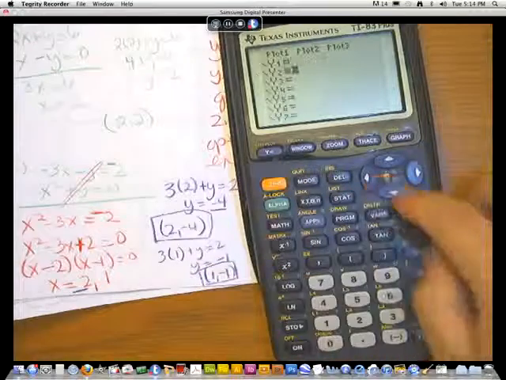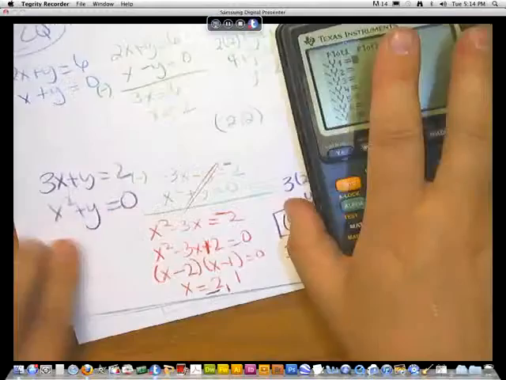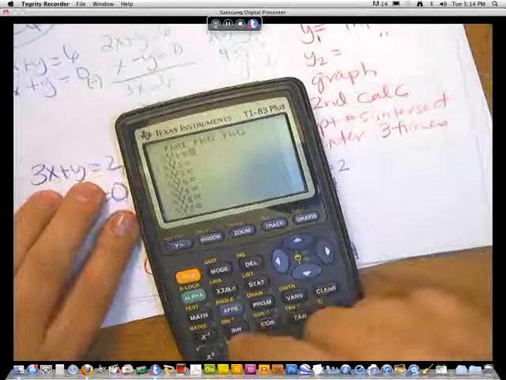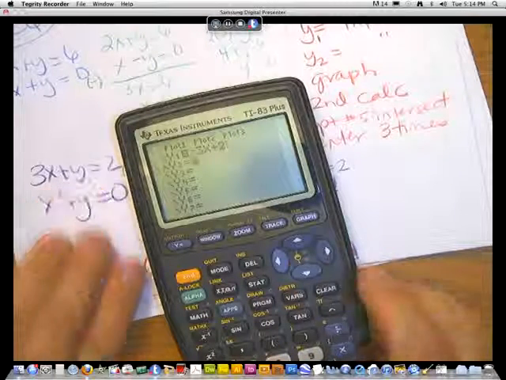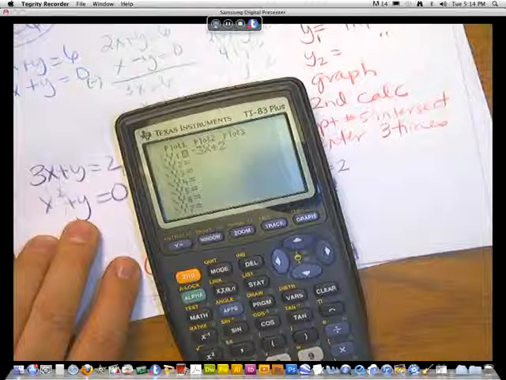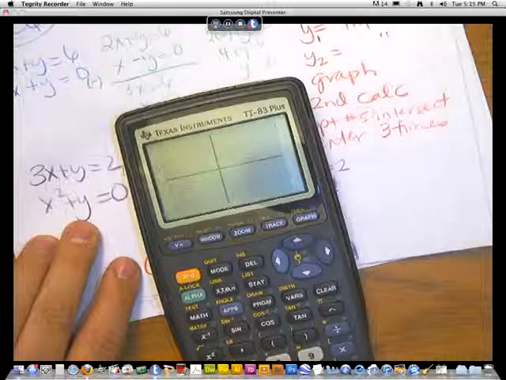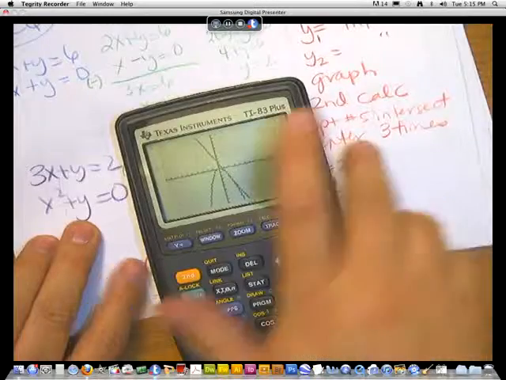We're going to go to y equals, and we're going to put in the two equations that we have, but they have to be solved for y. So the first one is going to be -3x plus 2. And the second one is going to be y equals -x squared. If I graph that, there's the line, there's the parabola.